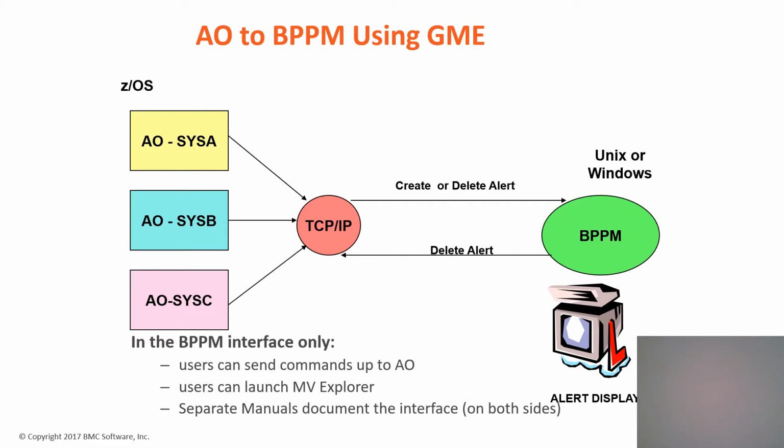Also, if BPPM deletes an alert, that information is sent back to Auto Operator so it can take the corresponding action. Now, in the BPPM interface, users can send commands to AO. They can also launch MainView Explorer sessions.